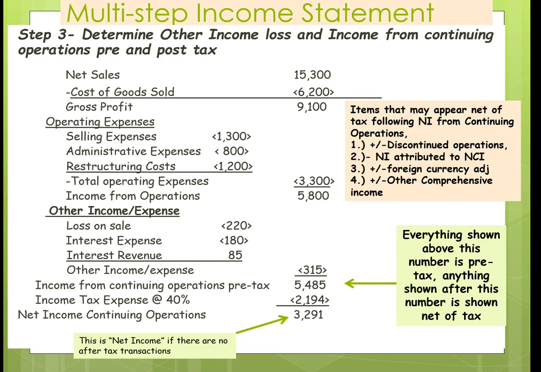Items that may appear net of tax following net income from continuing operations would be discontinued operations, and then 2, 3, and 4 would be part of other comprehensive income. That would be net income attributed to a non-controlling interest. You learn about that in advanced accounting. Plus or minus foreign currency adjustments and any other comprehensive income item. But those are all shown net of tax. So now let's go back to our adjusted trial balance to see what we have to add.